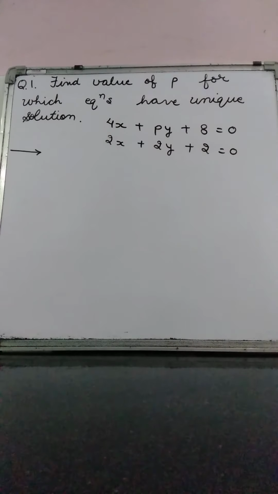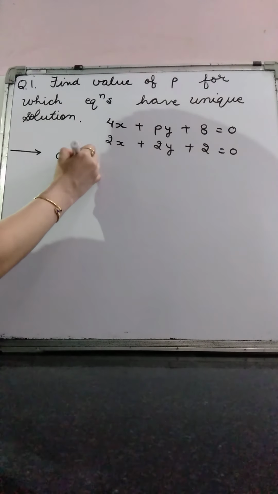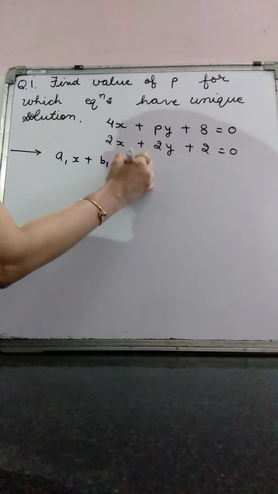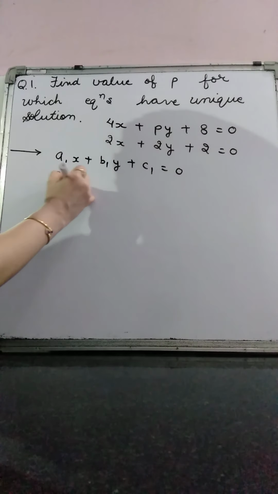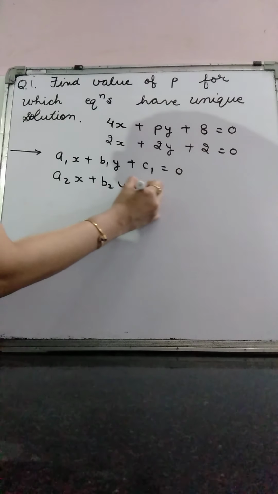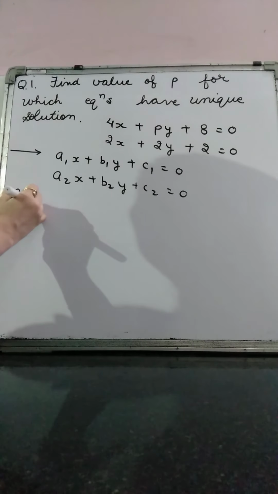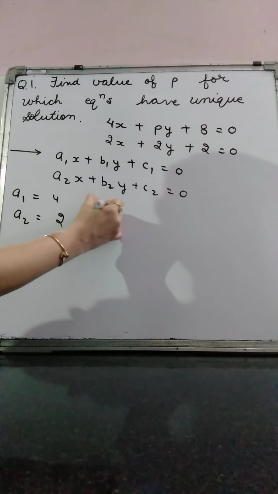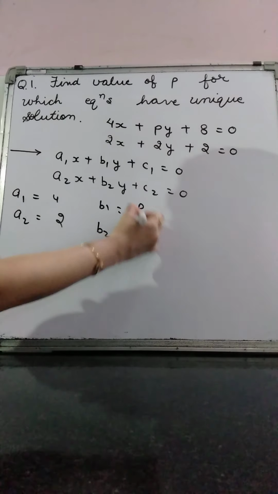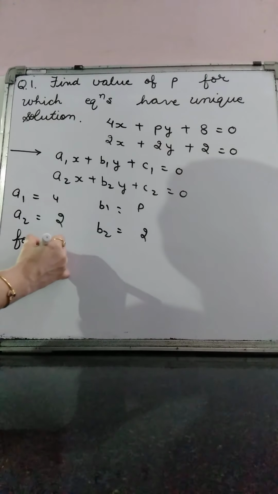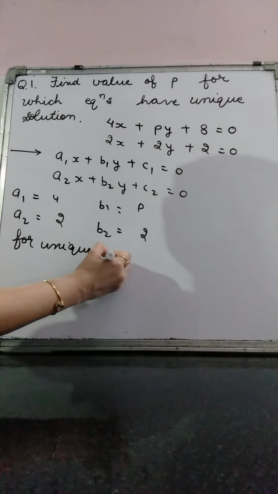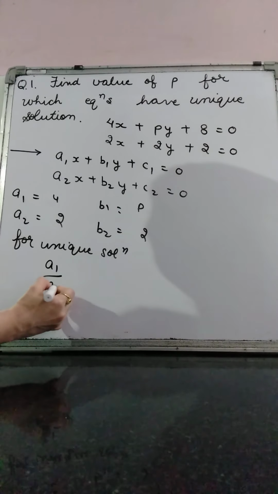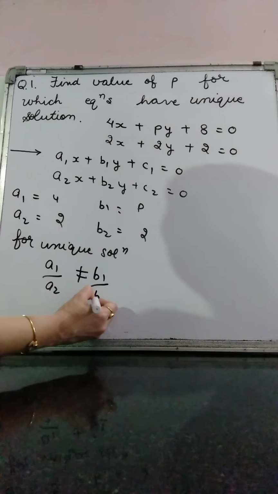First question is find value of p for which equations have unique solutions. The two equations given are these. First of all, compare these equations with a1x plus b1y plus c1 is equal to 0. Compare and find the values of a1 and a2, that is 4 and 2, and b1 and b2, that is p and 2. For unique solution, apply the condition a1 by a2 not equal to b1 by b2.